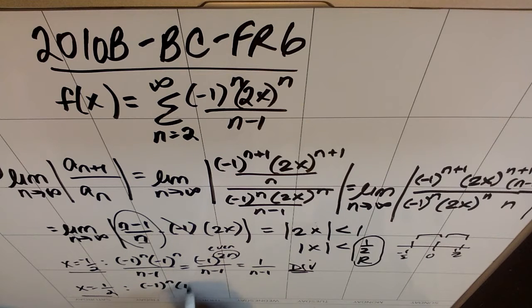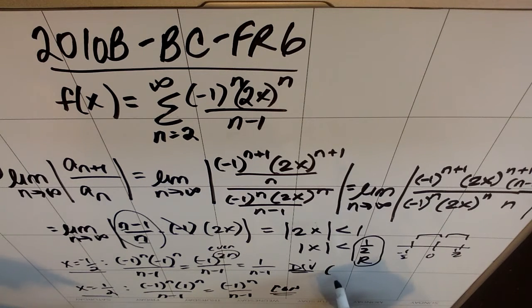When I plug in x is 1/2, I'm going to get a negative 1 to the n times a 1 to the n over an n minus 1. Well, that's just going to be a negative 1 to the n, right? Because 1 to the n is just 1. So this is the alternating harmonic series, which converges, right? So again, if you need the justification, this is the harmonic series, which diverges. This is the alternating harmonic series, which converges, right?